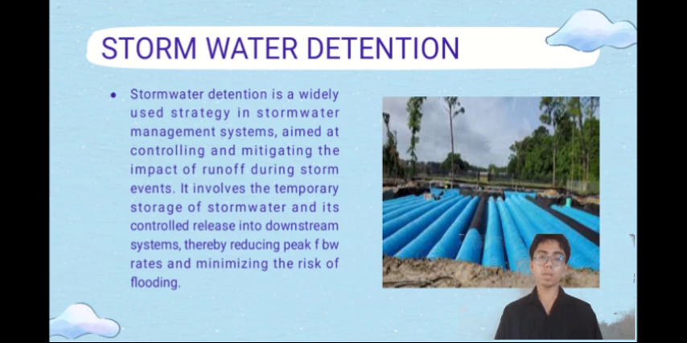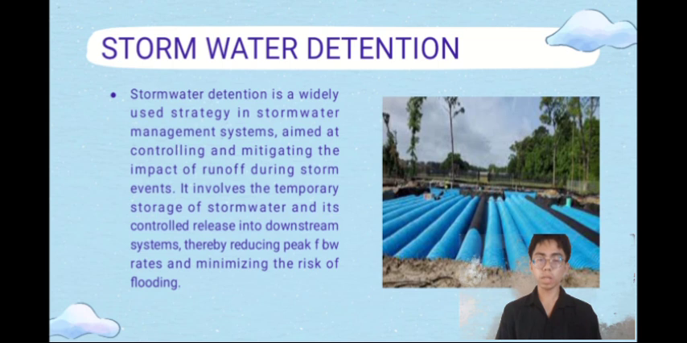And let's move on to the stormwater detention systems. A stormwater detention system is a widely used strategy in stormwater management. It is aimed at controlling and mitigating the impact of runoff during storm events. This strategy focuses on temporarily storing the stormwater and releasing it at a controlled rate to downstream systems. By slowing down the flow, it helps prevent the sudden surge of water that can overwhelm the drainage systems, reducing peak flow and minimizing the risk of flooding.